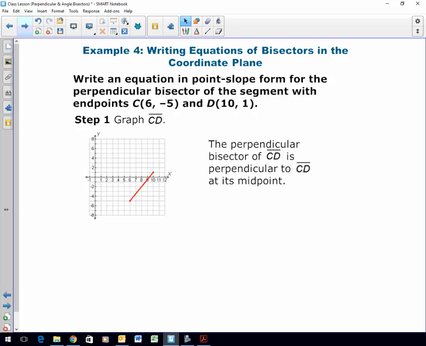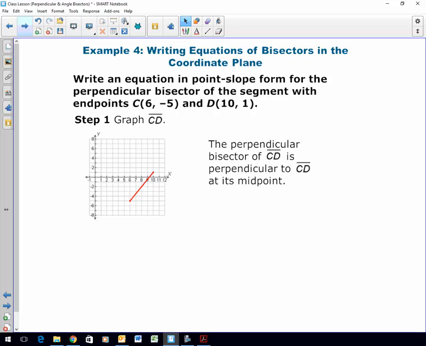All right. Last thing. Write an equation in point-slope form for the perpendicular bisector of the segment with points C at (6, -5) and B at (10, 1). First thing to do is to graph that segment.